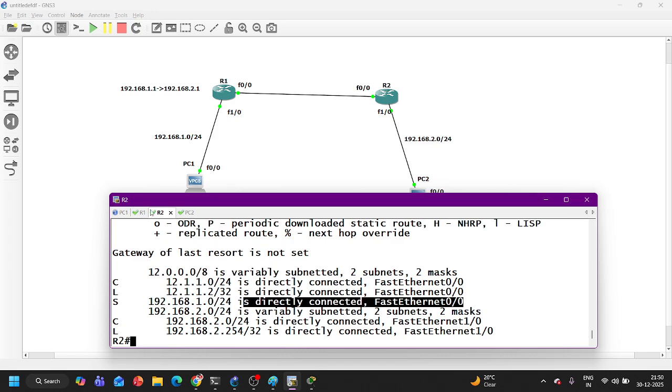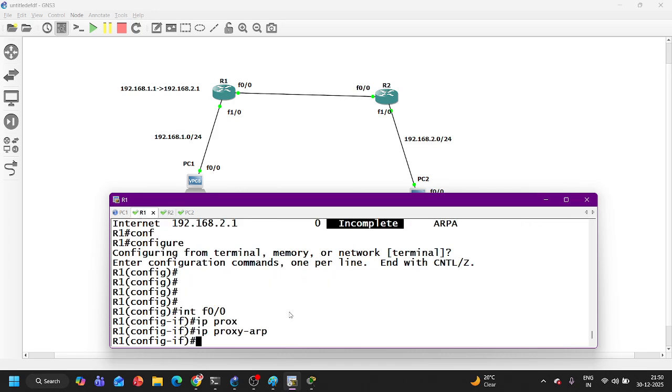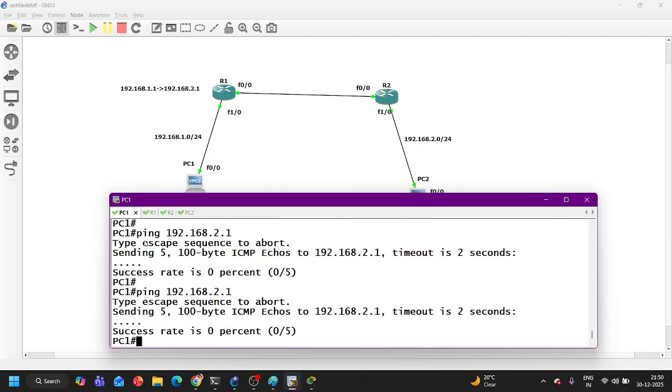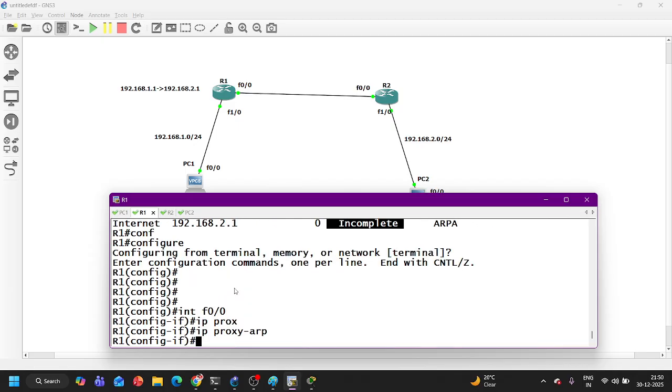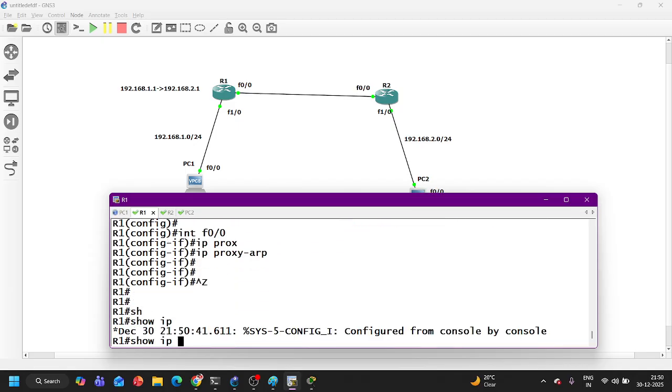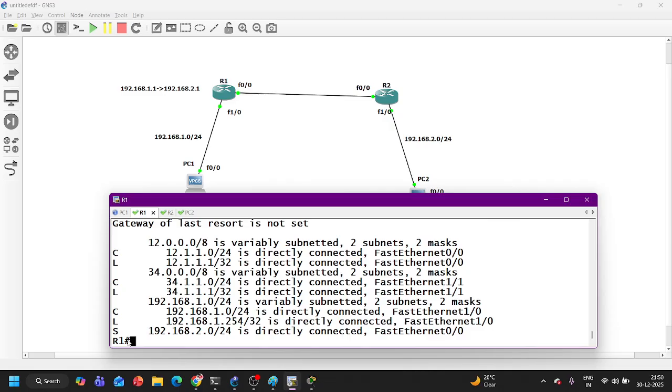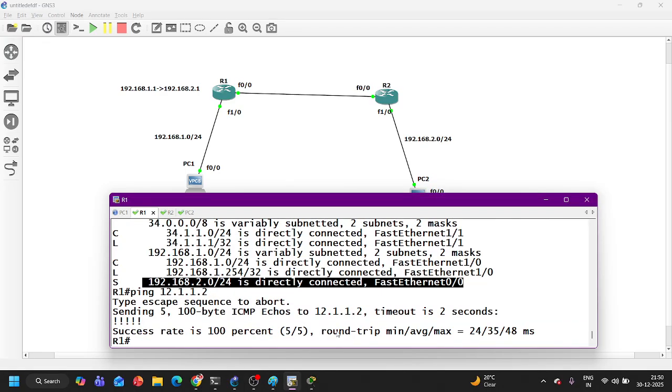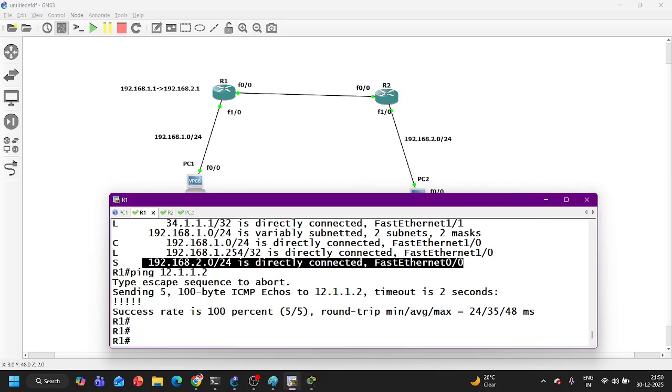It is also saying directly connected because on both routers I have configured the same IP proxy, then ping. Why is ping not working now? Ping should work. So IP route, check the static route. 2.0/24 directly connected on FastEthernet 0/0. Ping 12.1.1.2. See how I am troubleshooting again. I am using ping. Okay, 12.2 is reachable.